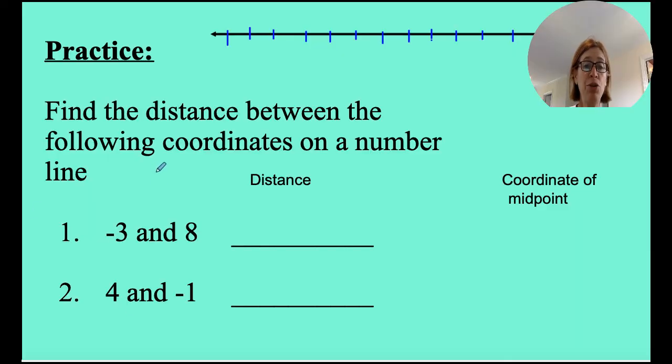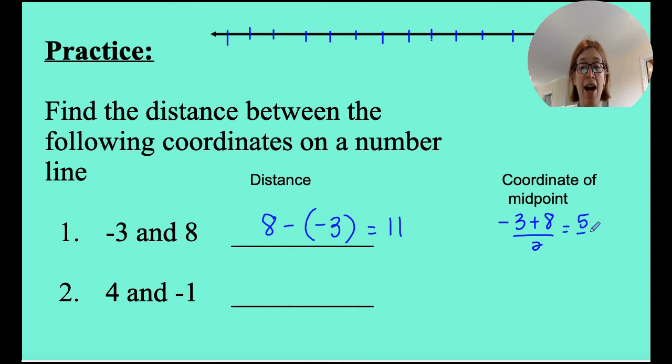So I ask you to find the distance between the coordinates on a number line. The coordinates are -3 and 8. Remember, to find distance, we subtract the numbers. So I'm going to do the larger minus the smaller. Notice that if I get a negative, that's going to give me a distance of 11. Now if I want to find the coordinate of the midpoint, I'm going to find the average of those 2 points. Average means add them up, divide by 2. So that's -3 plus 8 divided by 2, so 5 over 2, 5 halves, which is 2.5.